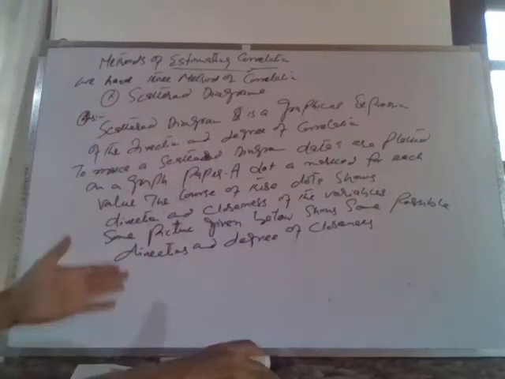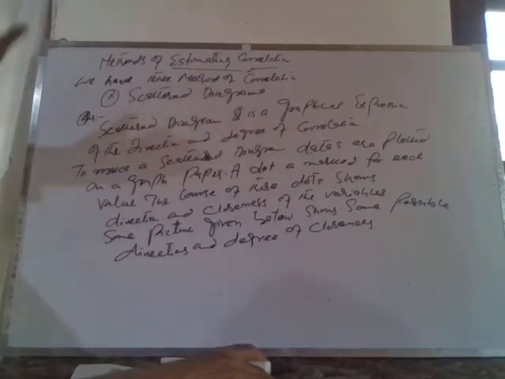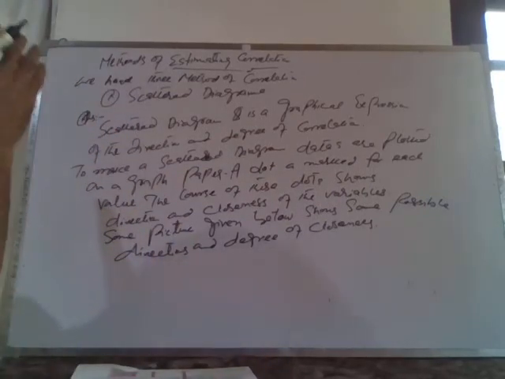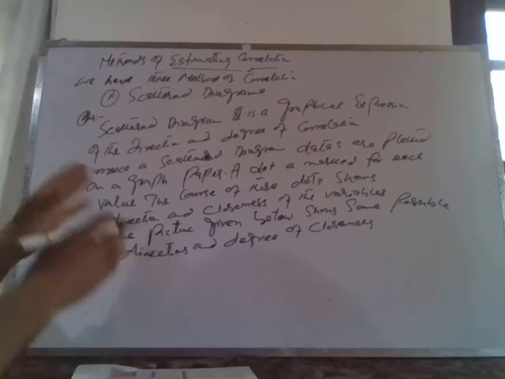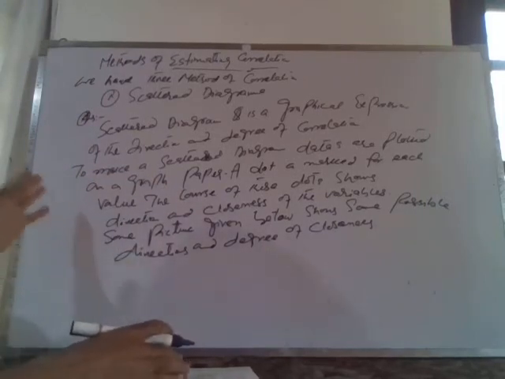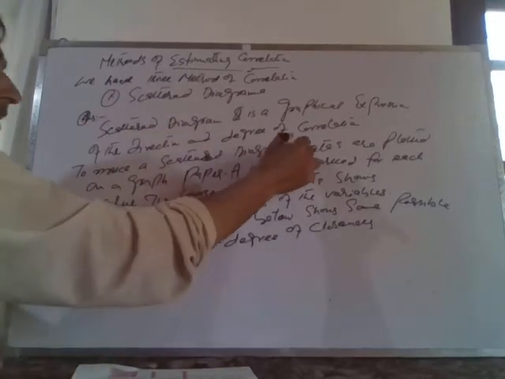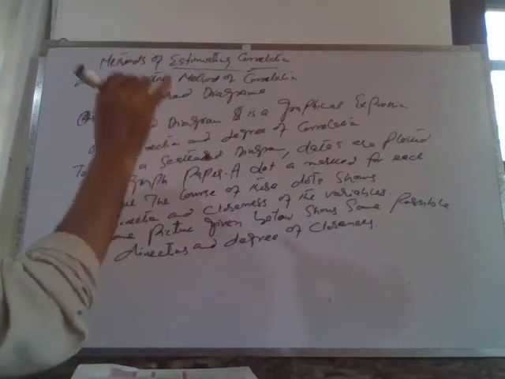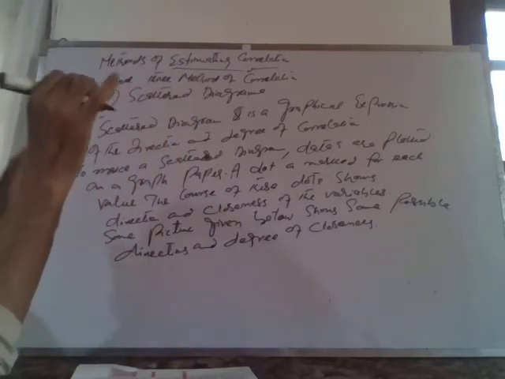So this is all about the scatter diagram. A scatter diagram is nothing but a graphical expression of the direction and degree of correlation. It graphically shows the degree of correlation between two variables. To make a scatter diagram, the data are plotted on a graph paper. A dot is marked for each value. That is, a dot represents the value of x and the value of y.